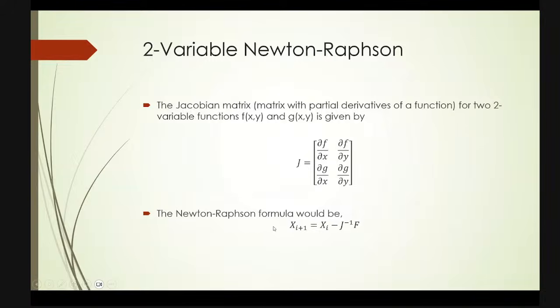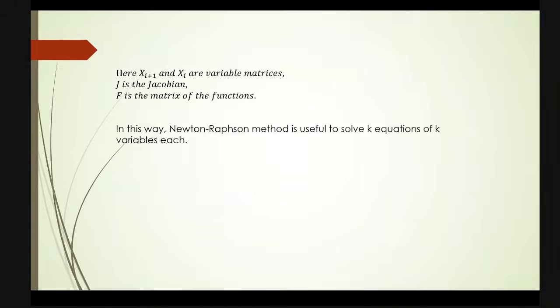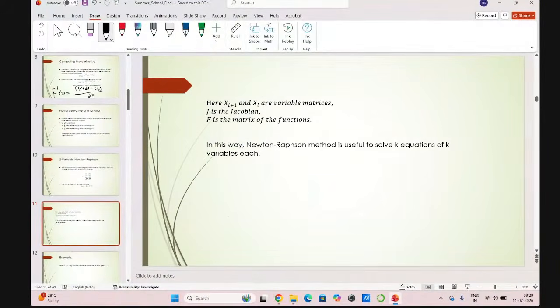Now the Newton-Raphson formula for this two-variable system would be xi+1 equals xi minus Jacobian inverse multiplied by the function matrix f. Here this xi and xi+1 are the variable matrices. This J inverse is the inverse matrix of this Jacobian matrix, and f is the matrix of the functions that we have taken into consideration. So let us look at how these matrices are represented.